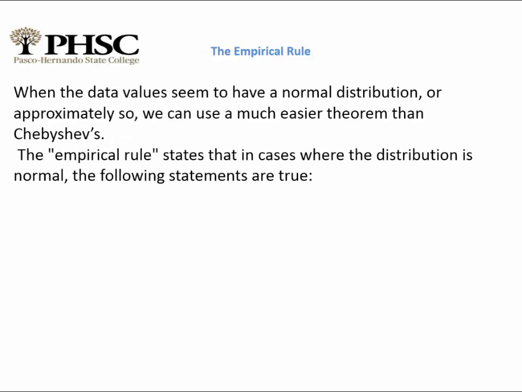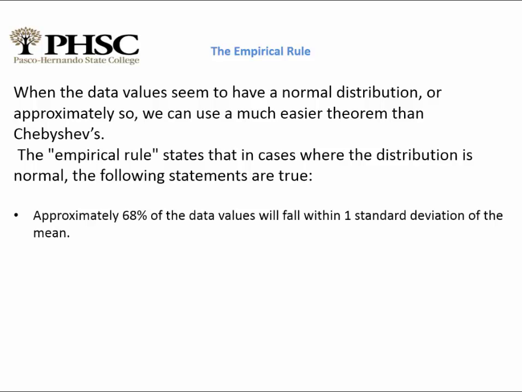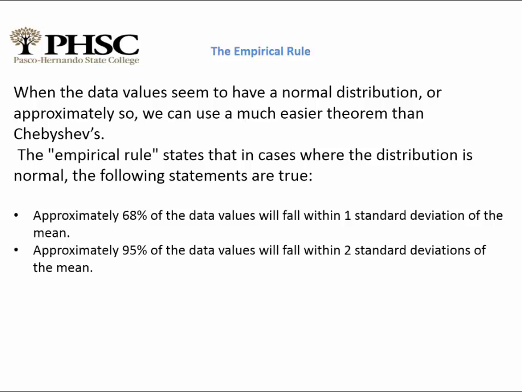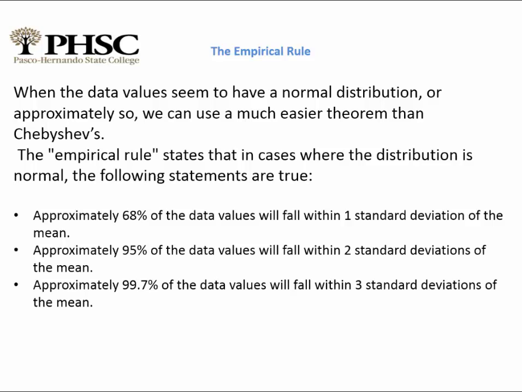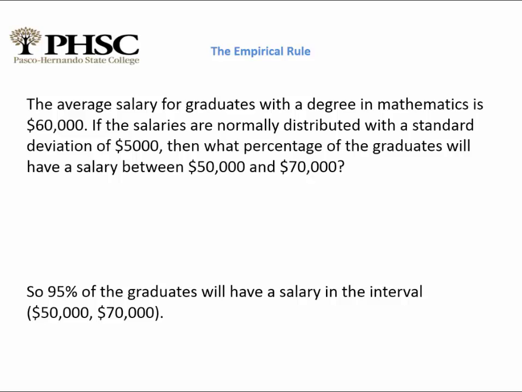Now, when the data values seem to have a normal distribution, we have a theorem that's a little easier than Chebyshev's, and this is what we call the empirical rule. And the empirical rule basically states that 68% of the data will fall within 1 standard deviation of the mean, 95% of data within 2 standard deviations of the mean, and 99.7% of data within 3 standard deviations of the mean. So here's an example.